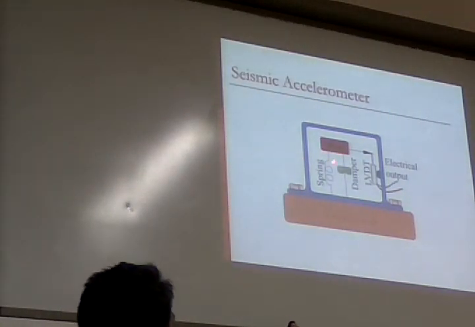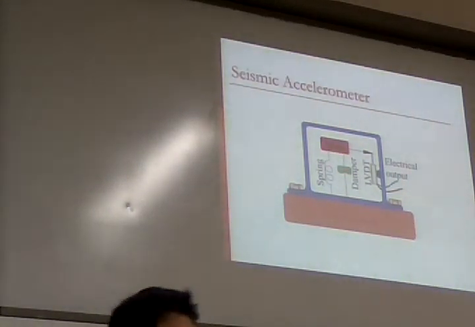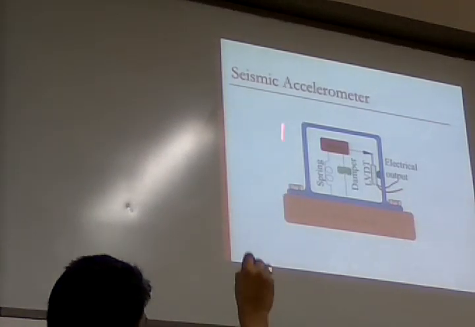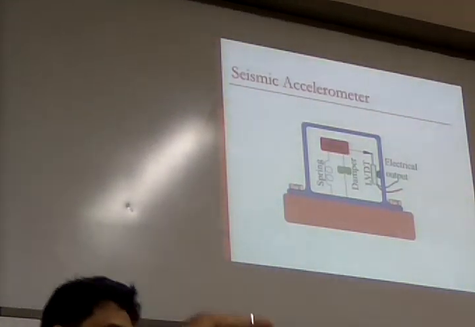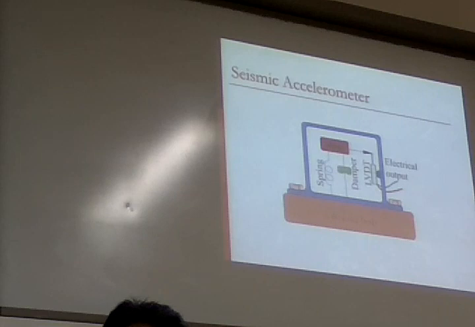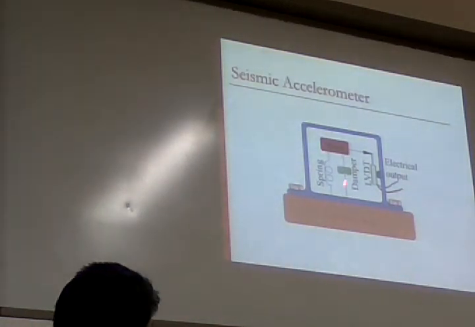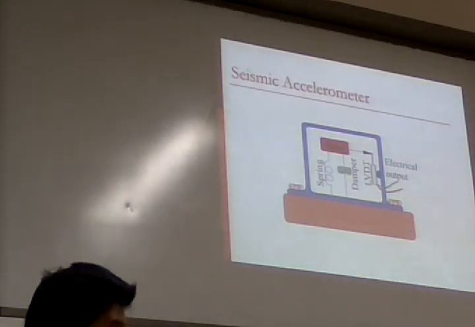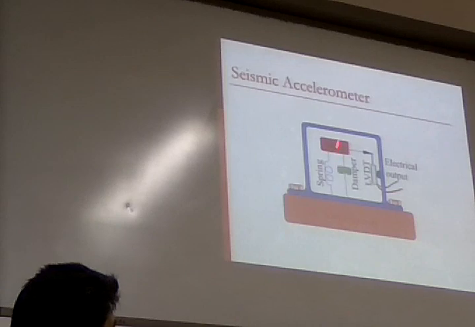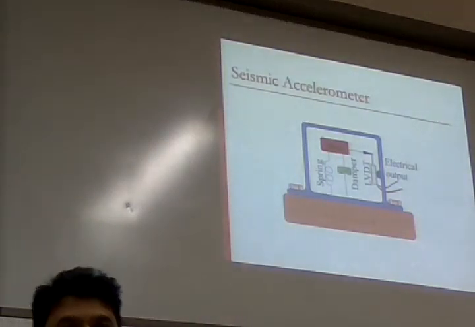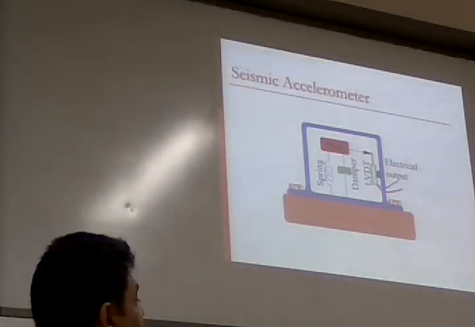So you have a mass and a spring and a damper. When the body vibrates vertically, what happens? The mass will come and go inside the sensor. If the vibration is high, the mass also comes and goes faster. If the vibration is low, the mass moves slowly with a little amplitude. The movement will be less.